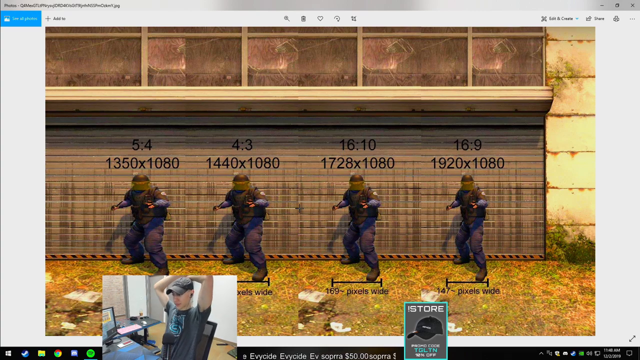But what I found out yesterday is that with stretch res in PUBG, it's actually all placebo in making you think that characters are wider.